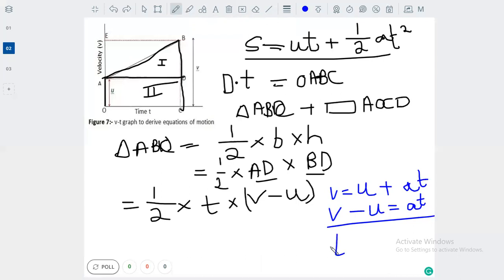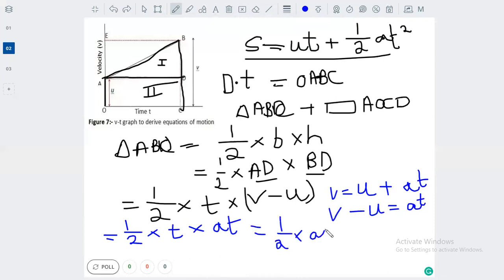Or in the simple way, AT is equal to V minus U. In that way, we have to do it. In this, we have to substitute half into T into V minus U, which is how much? AT. So in this way, you have to substitute. And then what is going to become? Half into AT square. So this is the area of the triangle. Half into AT square is the area of the triangle.